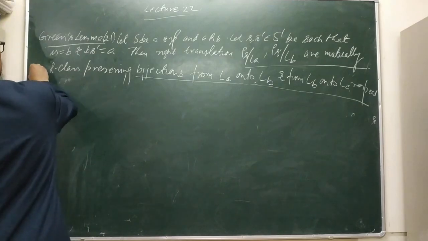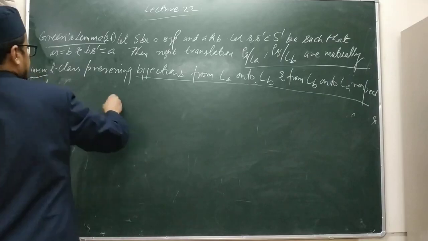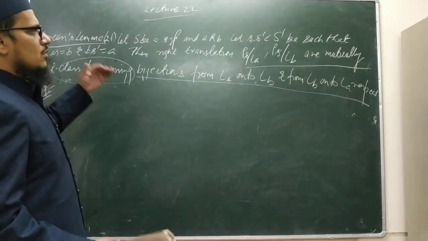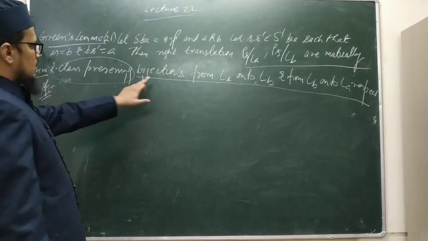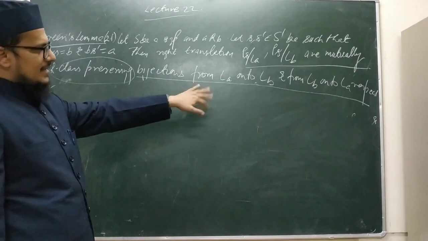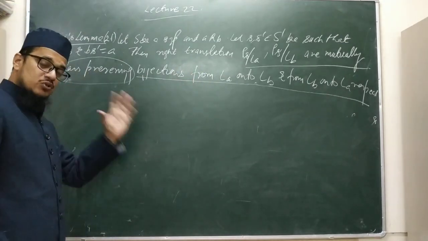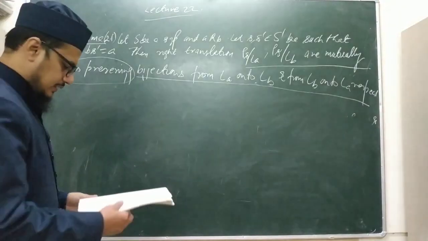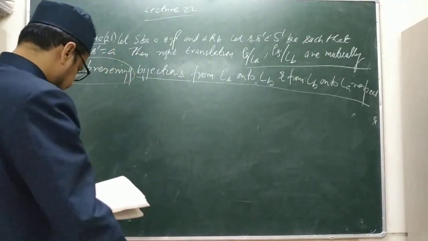Mutually inverse bijections. Drop this word. Just write here. Thus, rho s by LA, rho s dash by LB are mutually inverse bijections from LA onto LB and LB onto LA respectively. Now, what is remaining to prove? It is remaining to prove they are also R class preserving. It means that element and its image are R class preserving. Correct? Element and its image are related to each other. We have to prove this.